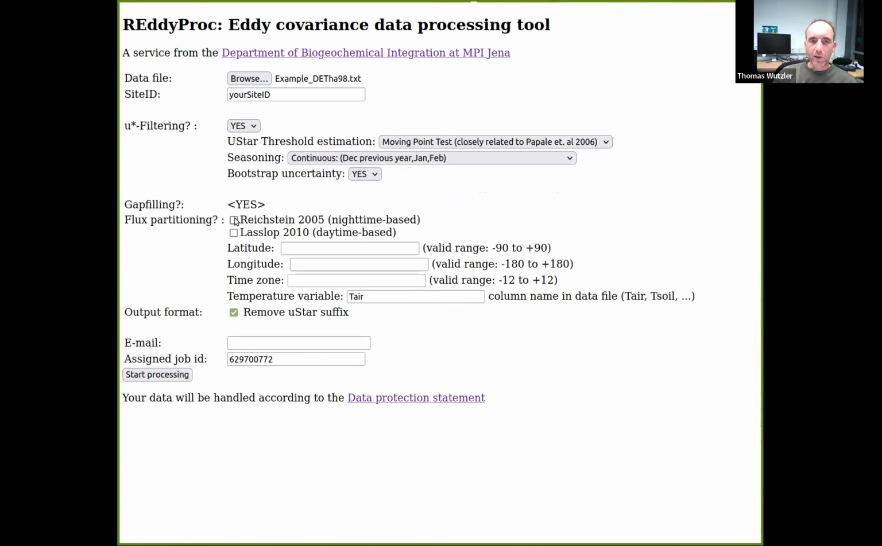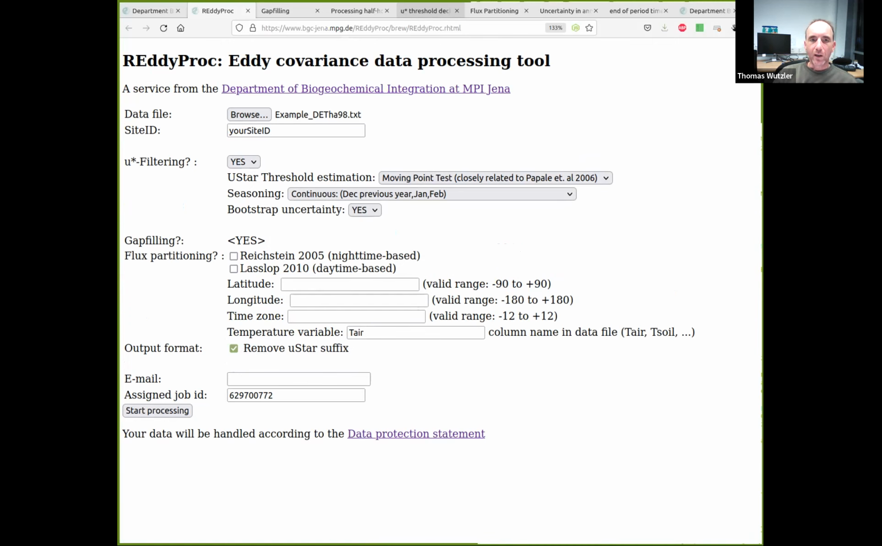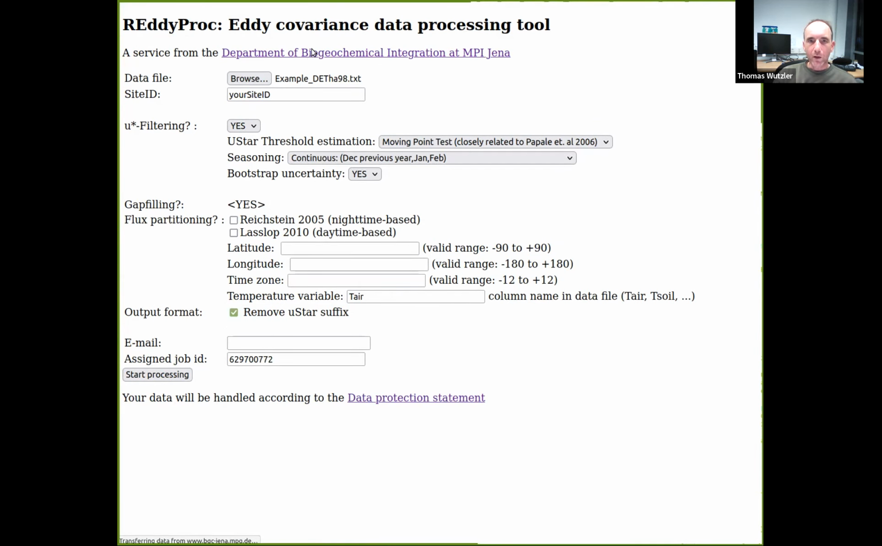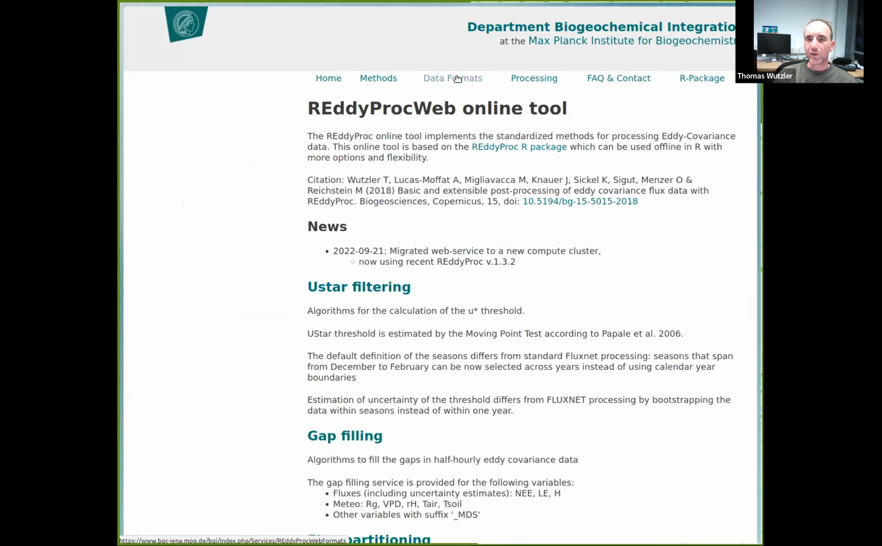For the flux partitioning, we have Reichstein, nighttime or daytime partitioning. You have to fill in site locations and say the name of the variable that holds the temperature. Please provide your email, so that when the results are ready, they run in our compute cluster, you get an email that you can download them. So if you are not familiar with R and still want to use this package and you are fine with the defaults, then this is quite a nice thing. And you also find a lot of information here, like the data formats or also the FAQ.